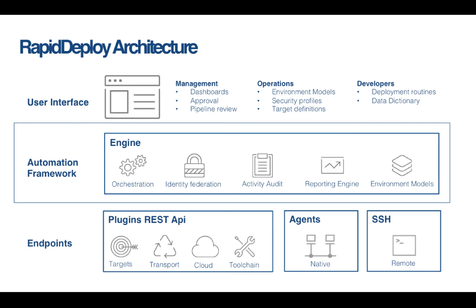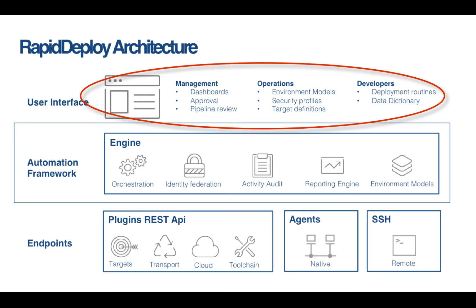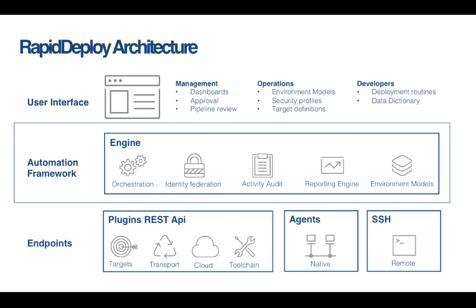You access that automation framework via a user interface, which you can see above the automation framework. And that has dashboards for management, approvals, pipeline reviews. It also allows you to look at the environment models that you've created and edit them. It allows you to manage and edit your security profiles, your target definitions, your deployment routines, and your data dictionaries. The data dictionaries are the name-value pairs that define differences between environments.